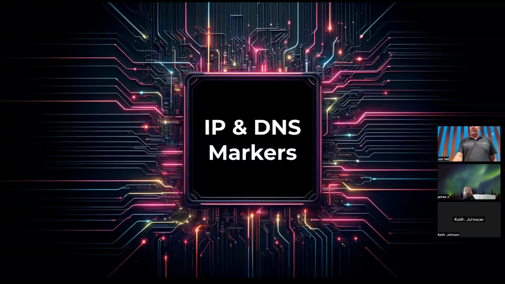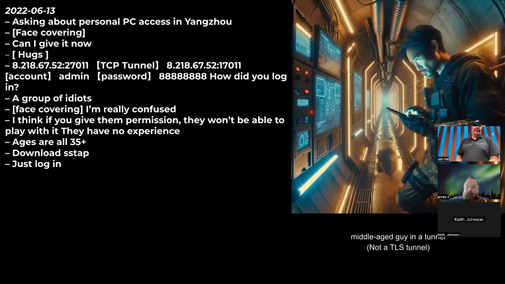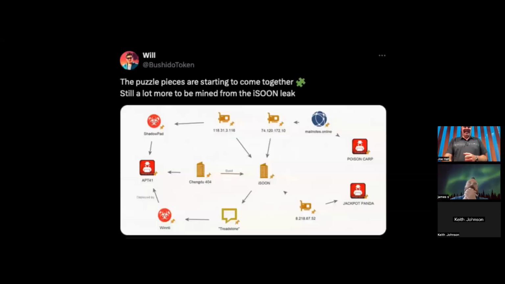I also just wanted to go through the entire deck and try to find any IP and DNS markers. And there weren't a lot of indicators across the board. There was one in here that I thought was interesting. As somebody who fits in the 35 plus category at this point, they don't believe that we can use reverse proxies. So this is a middle-aged man who's in a tunnel, not a TLS tunnel. But that one IP address itself, obviously all 8s is good luck in China. But they were pretty frustrated with the older folks working there.